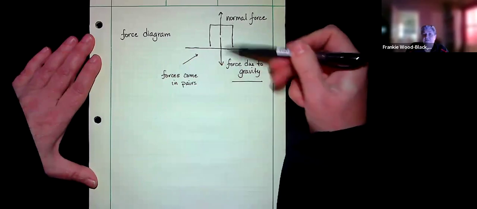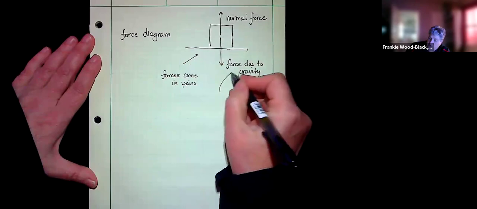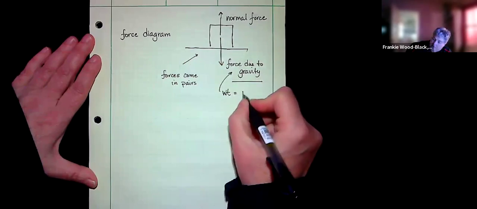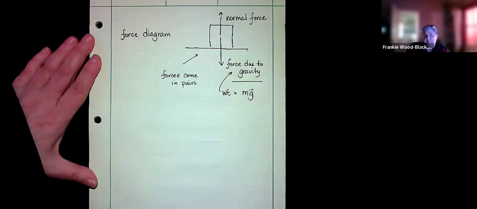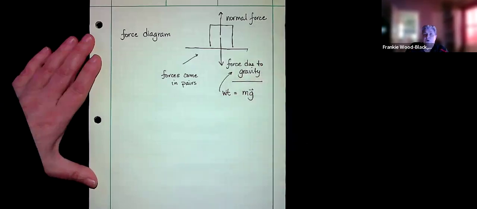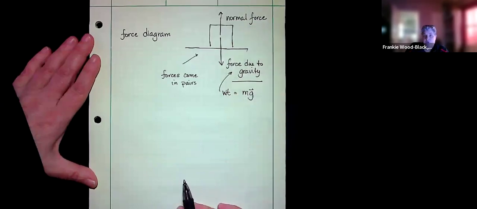I have to have this force due to gravity, and I have to have this normal force. The force due to gravity is considered the weight, and that's going to be mass times my acceleration due to gravity. My normal force has to balance that out, so my normal force is going to equal my force due to gravity.